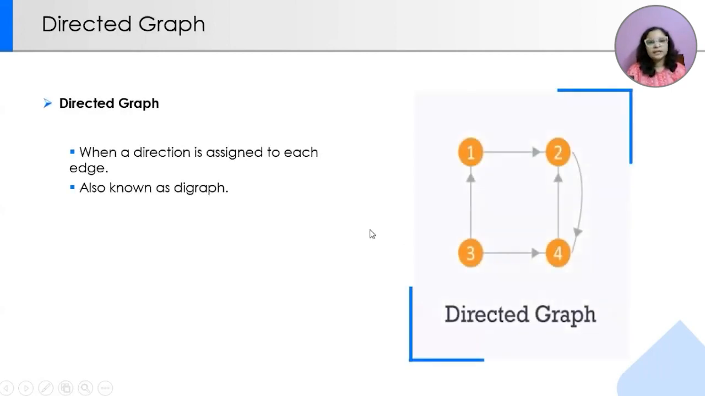Now moving on to our next definition, it is about directed graph. When a direction is assigned to each edge, it is also known as digraph. So what does directed graph tell us? That there is a direction assigned to each edge. You can see that between vertex 1 and vertex 2, the edge has an arrow. It shows the direction. That is, 1 goes to 2 and not the other way round. So when a direction is assigned to the edges, it is known as directed graph. Directed graph is also known as digraph. The di has been taken from the word directed, with di and graph, digraph.